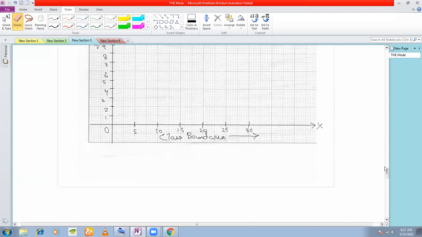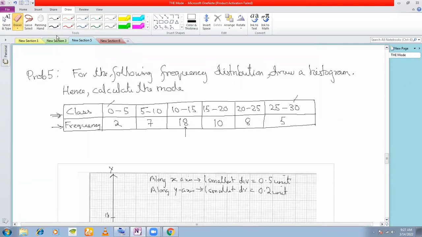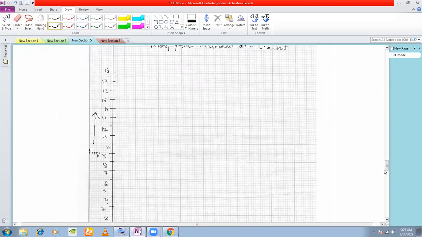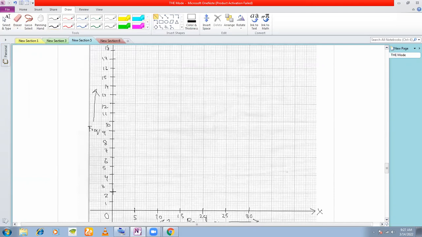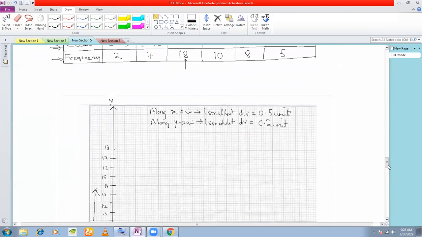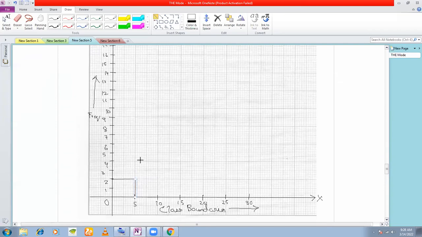You have decided on the scale. Now we shall proceed to draw the histogram. So what is the first one? 0 to 5, you have frequency 2. So what we are going to do is, we are going to draw a rectangle from 0 to 5 with frequency 2, right? So this is your first rectangle. 5 to 10, you have 7. So from 5 to 10, locate 7 vertically. Here is your 7, right? So this is your 5 to 10 with frequency 7. This is your next rectangle.